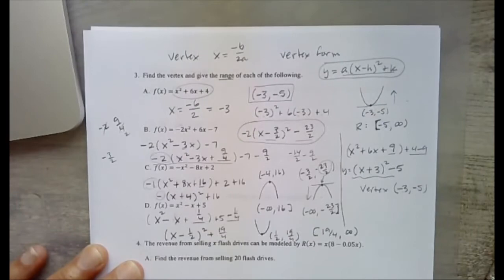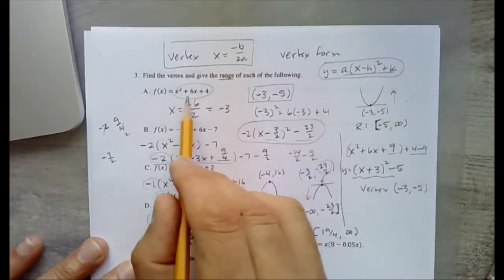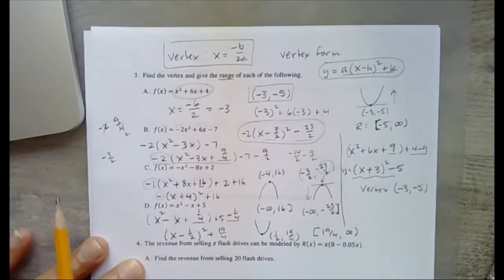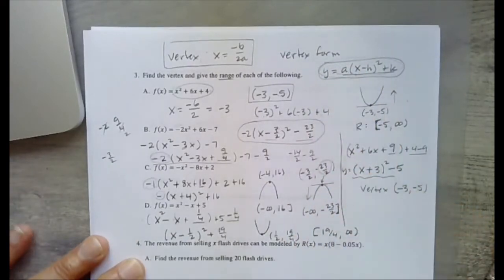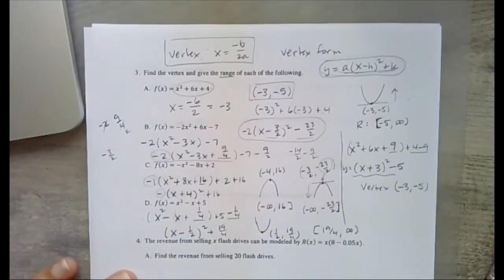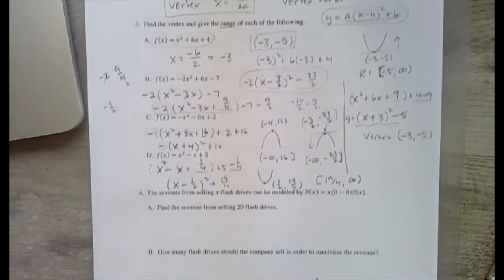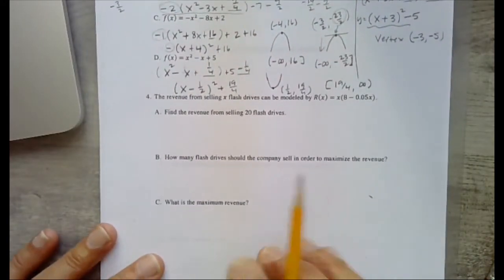Okay, so know how to find the vertex using this formula when the equation is written in standard form. Sometimes this might be easier. And then also know how to convert it into the vertex form of a parabola. Writing the vertex form of the parabola is beneficial because then we can pick out the vertex from the equation. Okay, then there's an application problem with revenue.